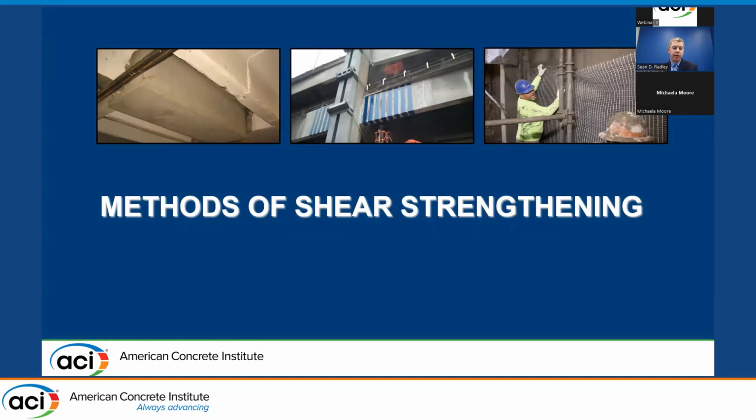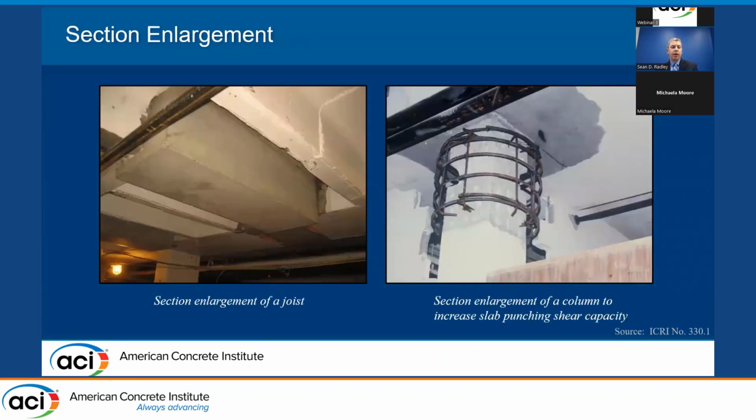Now we'll get into the main focus of the presentation, which is describing the methods of shear strengthening. We'll lead off with section enlargement. In this method, the existing concrete structure, whether it's a beam, a joist, column, or wall, the shear capacity is increased by enlarging the section.